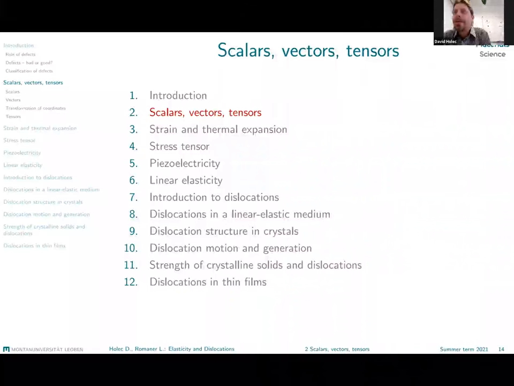Well, today we should be talking about scalars, vectors, and tensors. So this is really kind of a mathematical background for how you describe various physical properties using these different mathematical objects.